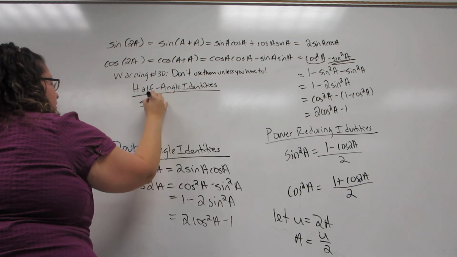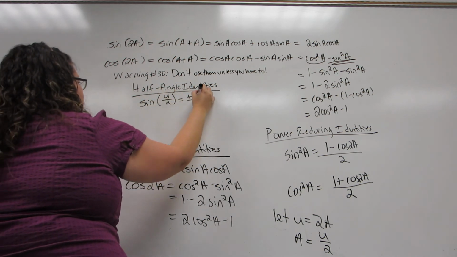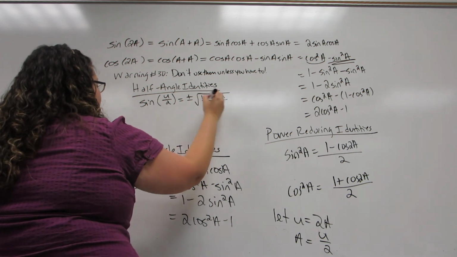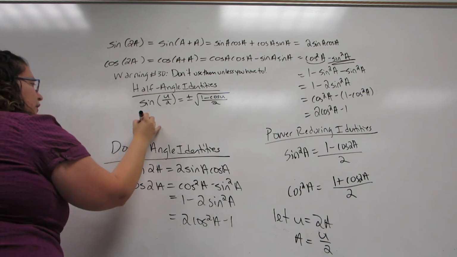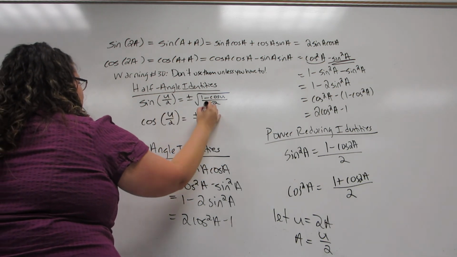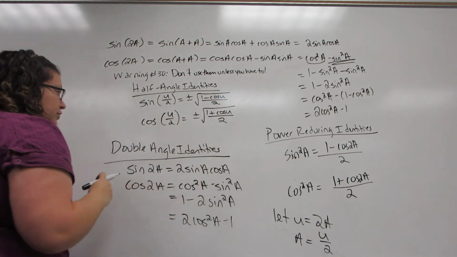which are that sine of u over 2 is plus or minus the square root of 1 minus cosine u all divided by 2. And cosine u over 2 is plus or minus the square root of 1 plus cosine u all over 2.